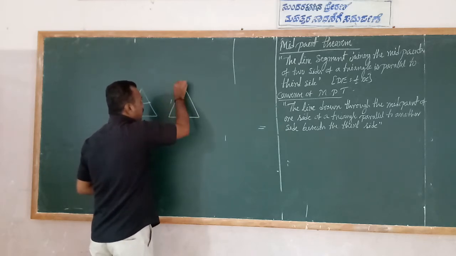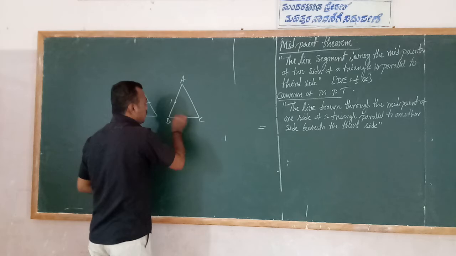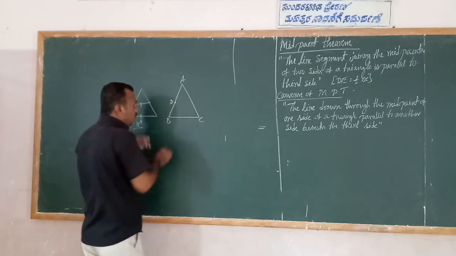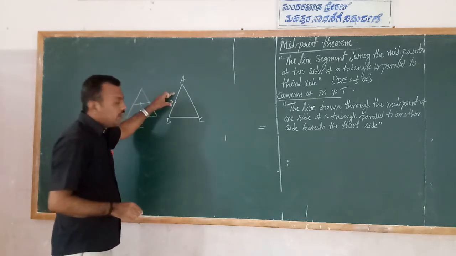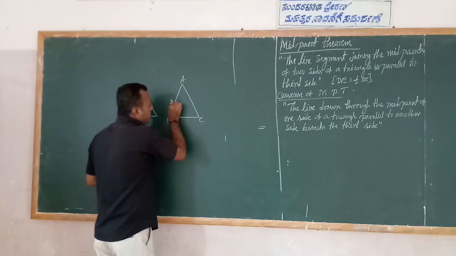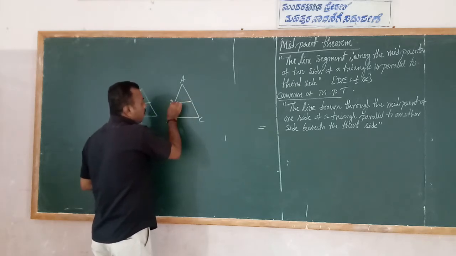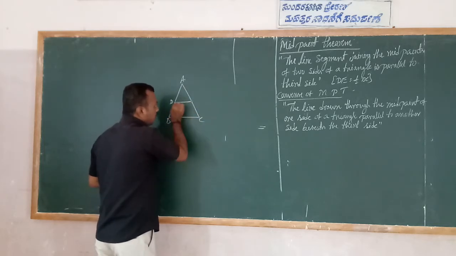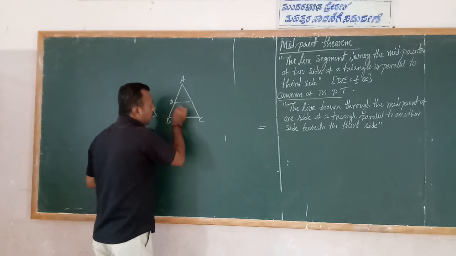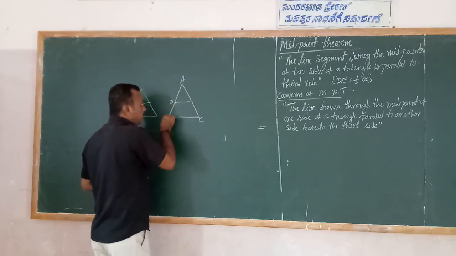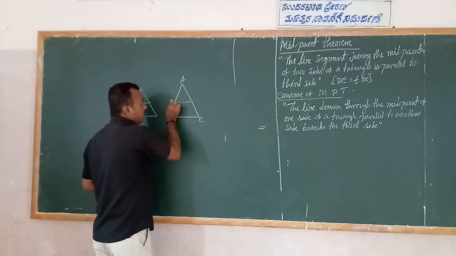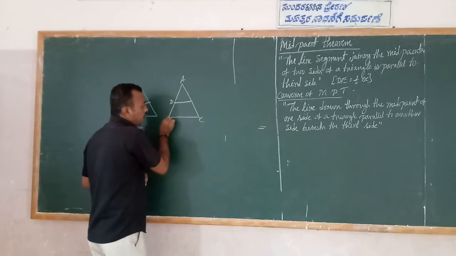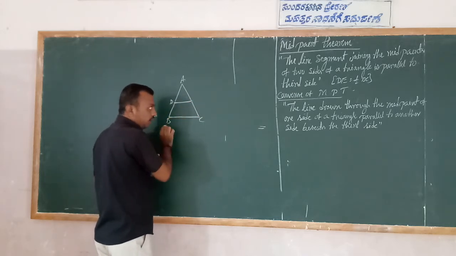and its midpoint. I will take this as A, this as B, and this as C. So this is D. One side's midpoint you can take. From that midpoint you can draw a line. This line is parallel to BC. When it is parallel to this line, then it will be a midpoint. D is the midpoint of AB. When a parallel line is drawn from D, it will be parallel to BC.